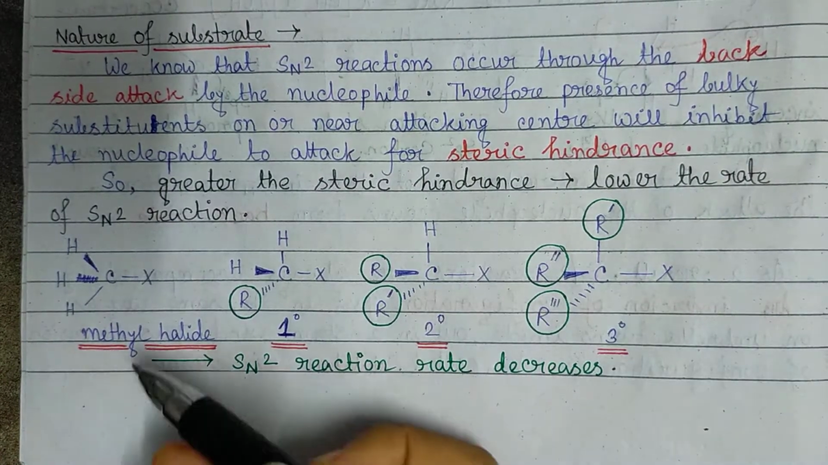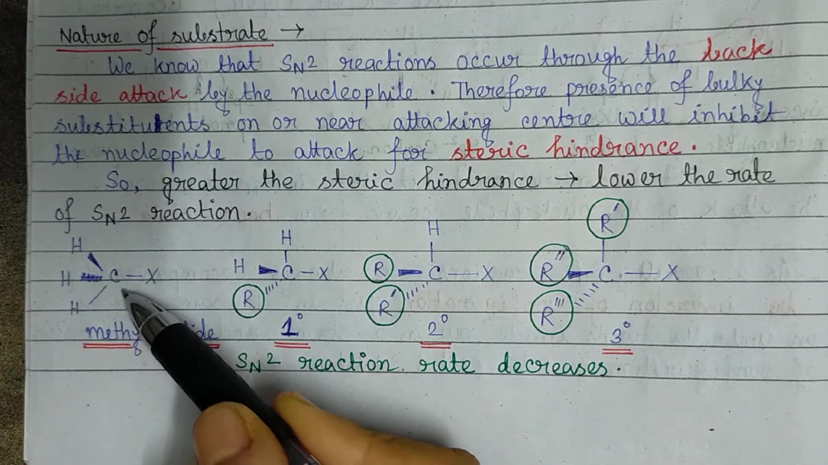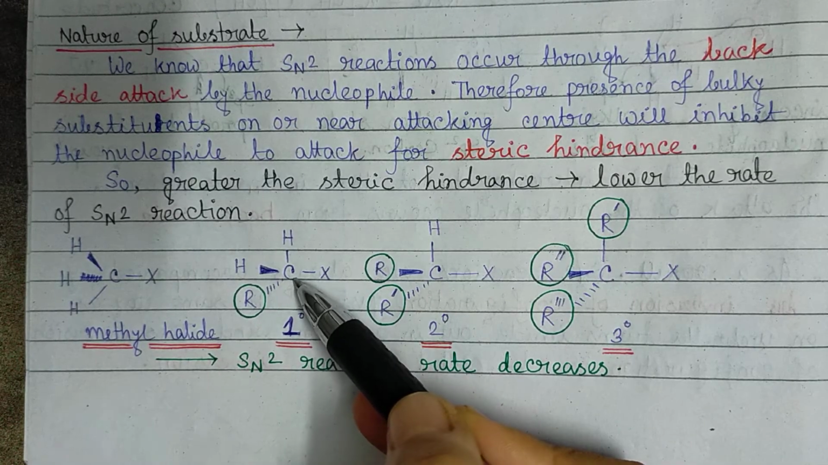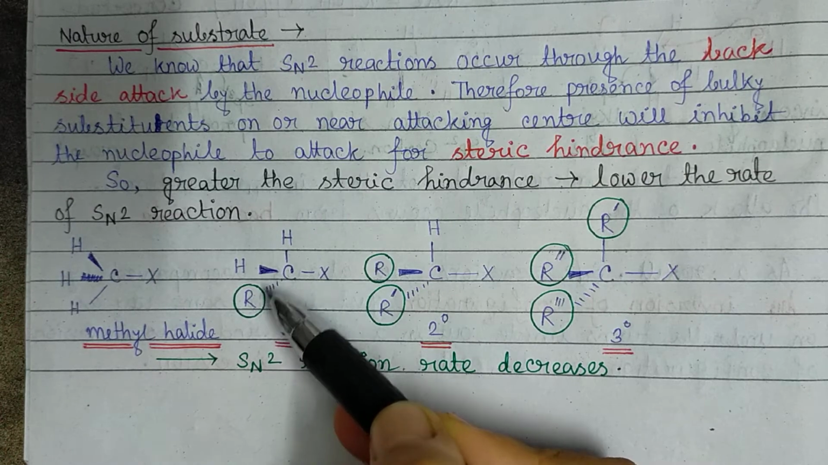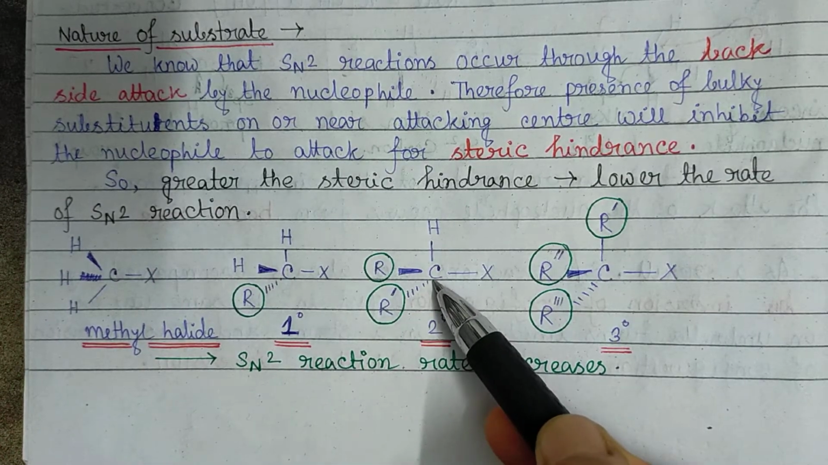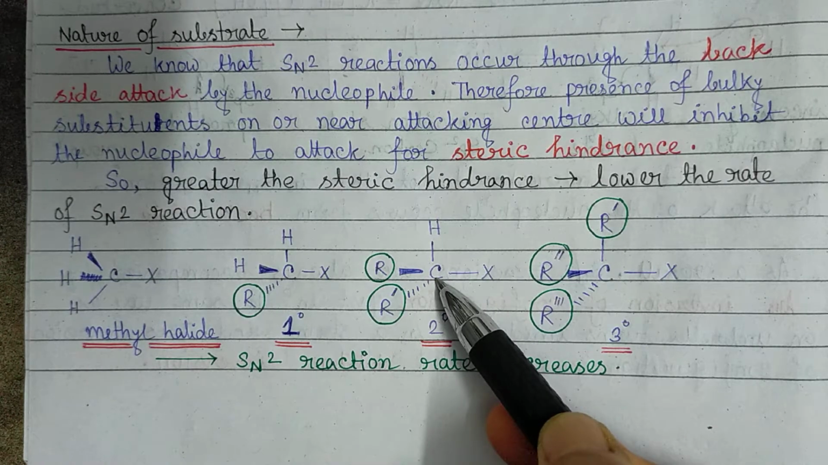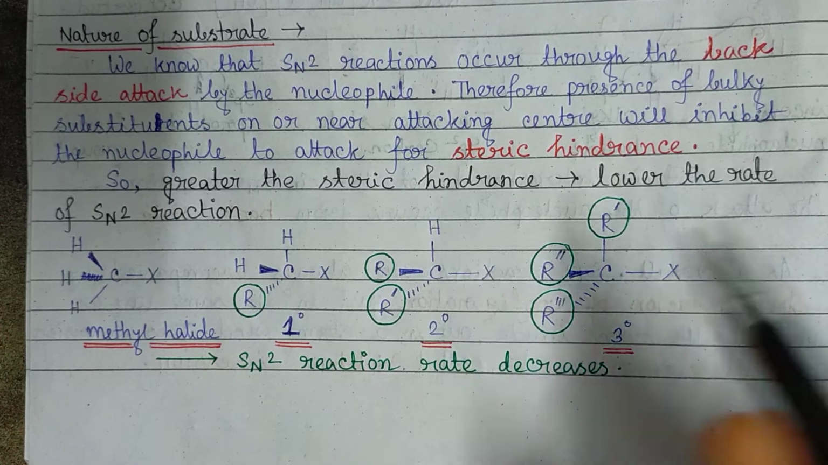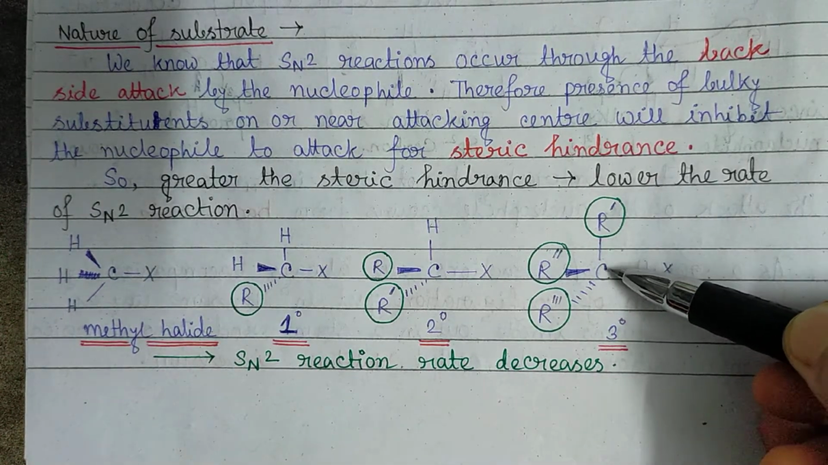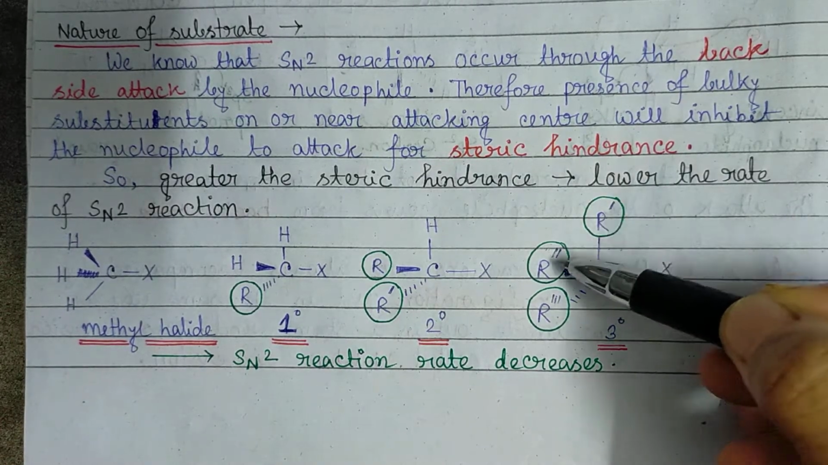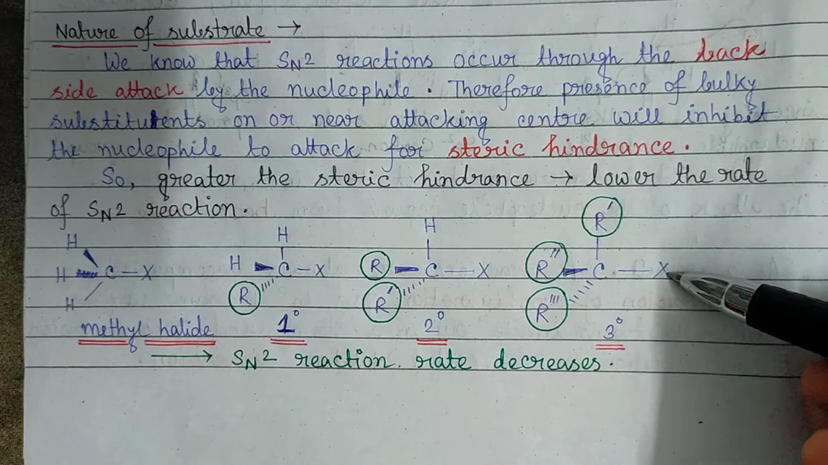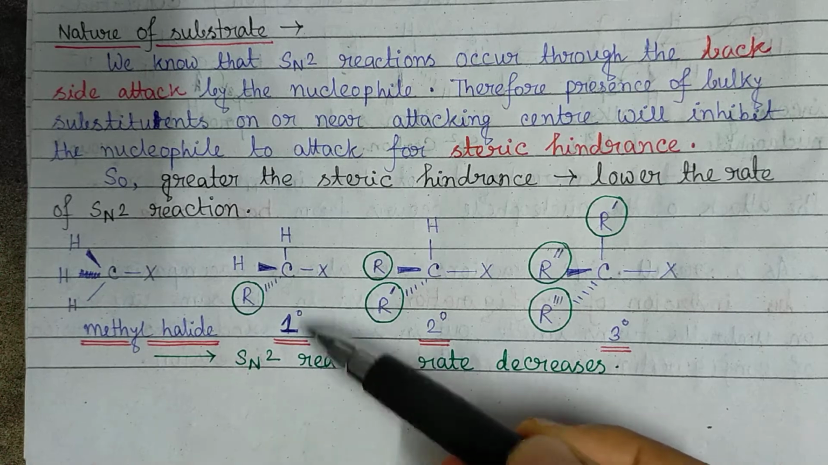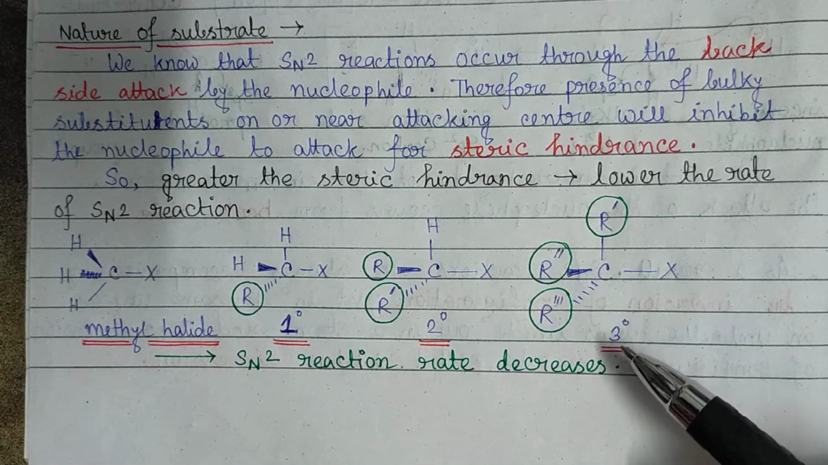If we see some examples, like this is methyl halide, this is 1 degree halide where the carbon is attached with only one substituent and 2 hydrogen. Another one is the 2 degree halide, that means the carbon is attached with 2 substituent and 1 hydrogen. And the third one is the carbon which is attached to 3 substituent and 1 halogen atom. So this is methyl halide, this is 1 degree halide, this is 2 degree, and this is the 3 degree halide.